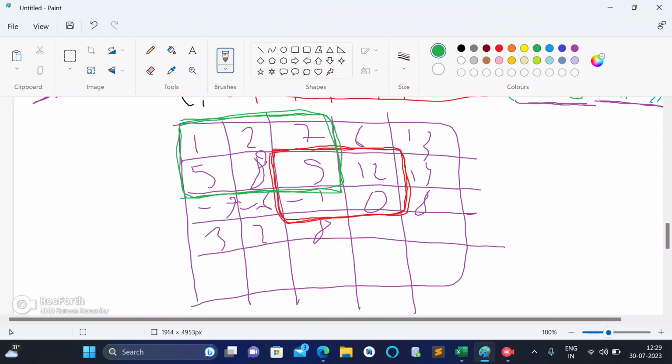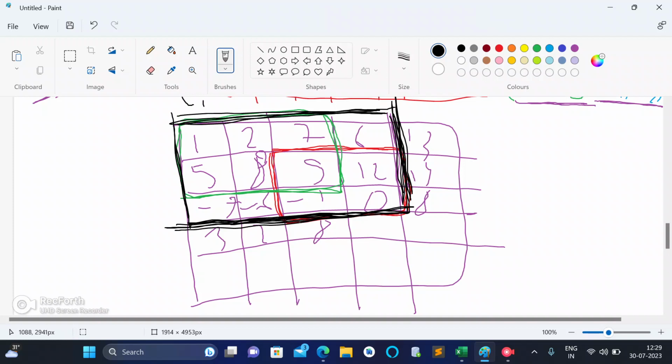So what we can do is apply the concept of 2D prefix sum here. In these types of cases, we will apply the concept of 2D prefix sum. Let's suppose I have the sum of this section, the section I have marked with black.